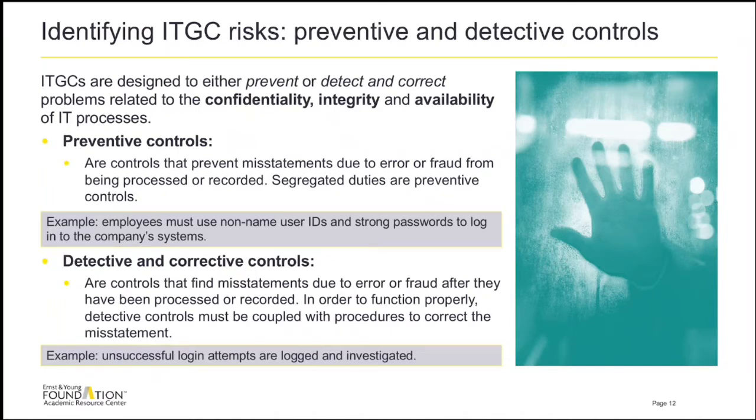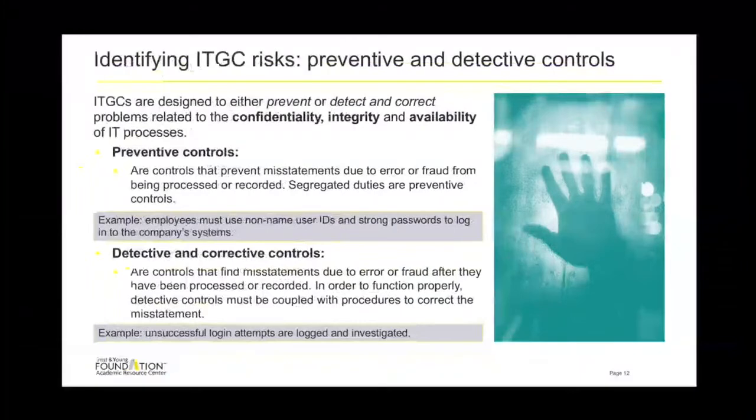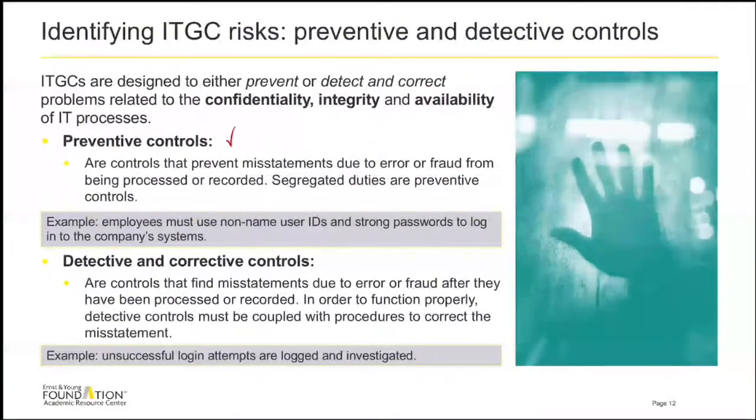So when identifying ITGC risk, we can take a look at the controls which are preventive or detective. ITGCs are designed to either prevent or detect and correct problems related to CIA, or confidentiality, integrity, and availability of the IT processes. So just to refresh, preventive controls are controls that prevent misstatement due to error or fraud from being processed or recorded. Segregated duties are usually preventive controls. For example, employees must use non-name user IDs and strong passwords to log in to the company's system.